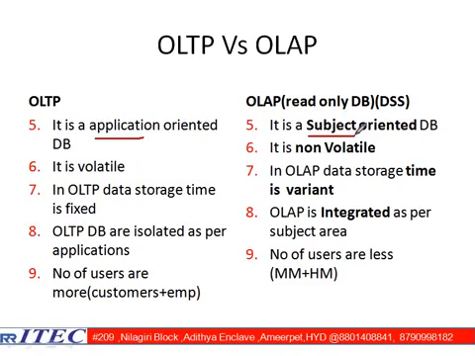Now tell me, any company you take, it may be Google, or Pfizer, or Walmart, or KeyBank, or JP Morgan, or any other client. How many OLTPs will be available? How many OLAPs will be available, sir? OLTPs may be N number. However many applications are available, that many OLTPs may be available. At least two things they need to maintain: one is for CRM, one is for ERP.